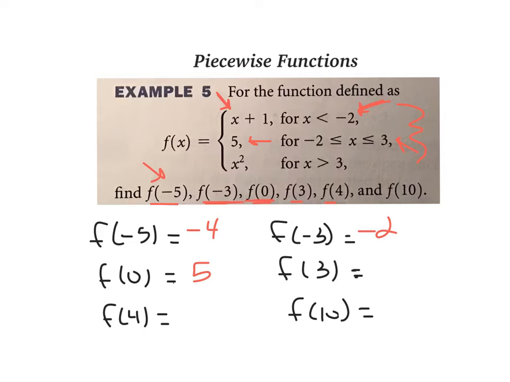F of 3. 3 is, that says less than or equal to 3. Because it says equal to 3, I'm going to plug it in there also. And I'm also going to get 5.